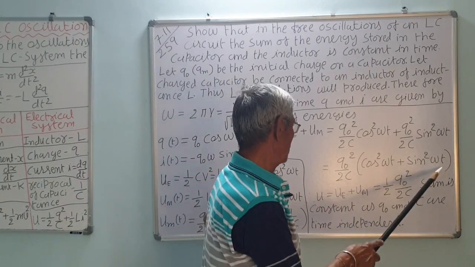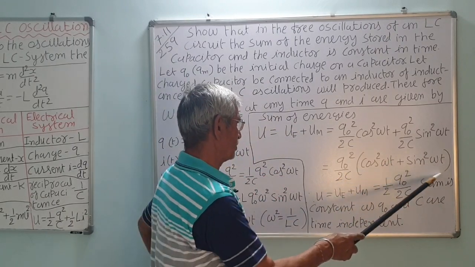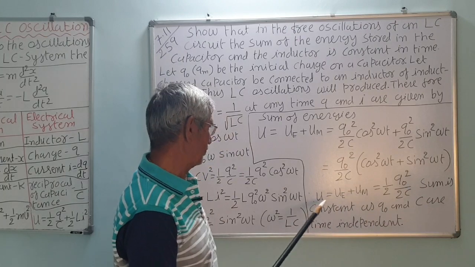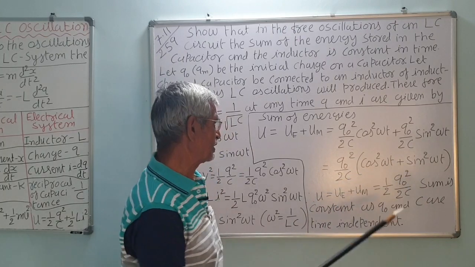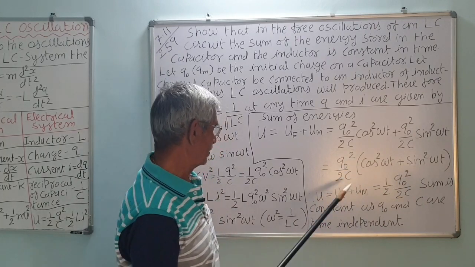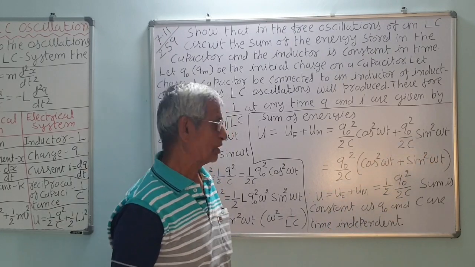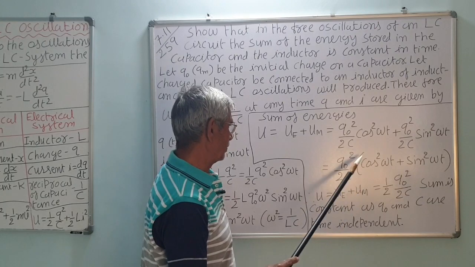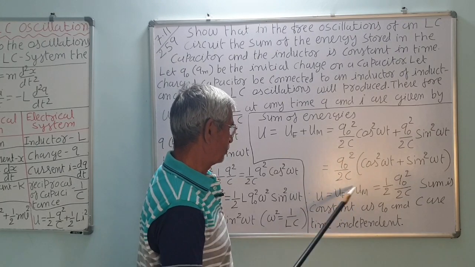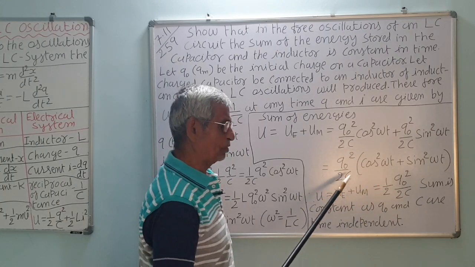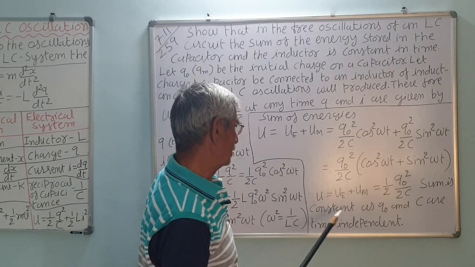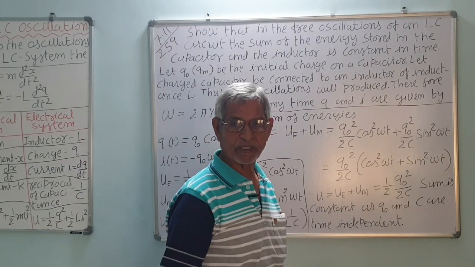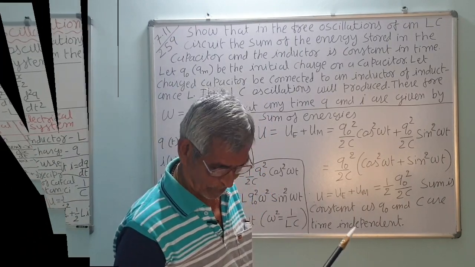and that is 1. You know this sin square omega t plus cos square omega t, or cos square plus sin square, any way you can take it. Order is immaterial, whether you take sin first or cos first. Sin square theta plus cos square theta is 1. Therefore, U is equal to UE plus UM, which is Q0 square by 2C. That is constant, the initial energy of the capacitor. If it is magnetic energy, then it will be half Li square.